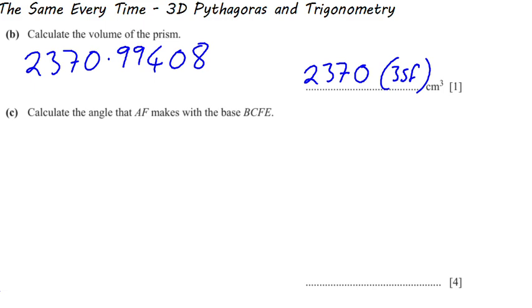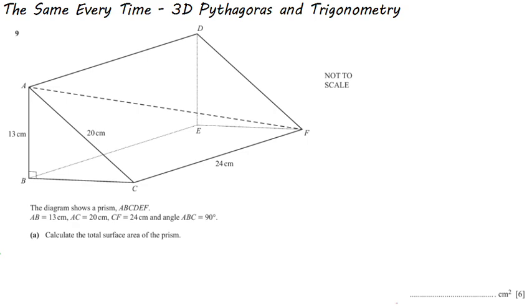Now, part C, we're getting into slightly more difficult territory. Calculate the angle that A to F makes with the base BCFE. So the angle between A to F, so A to F is this diagonal here in the sloping face, and whenever they are asking for the angle between a line and the base, they mean the diagonal in the base. So the base they call BCEF, which is just the rectangular base at the bottom, so they actually mean the diagonal.